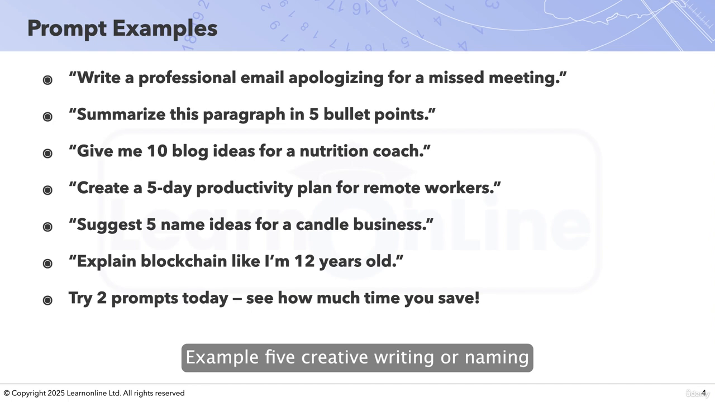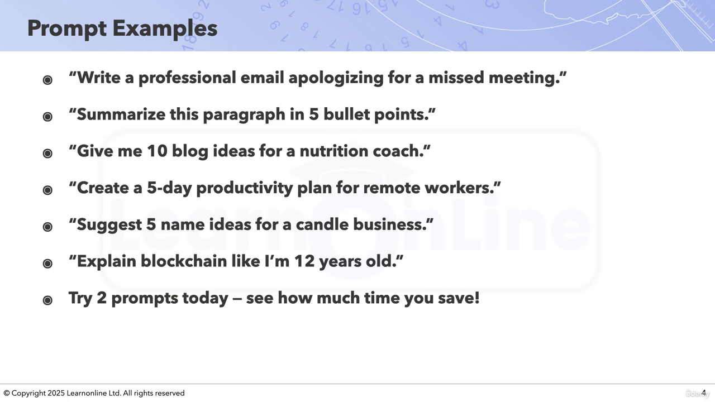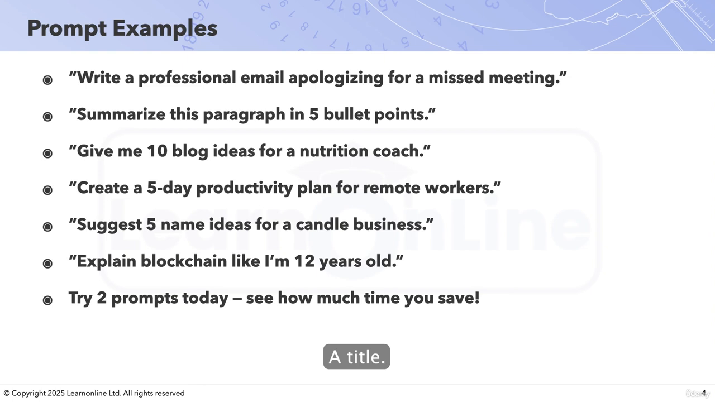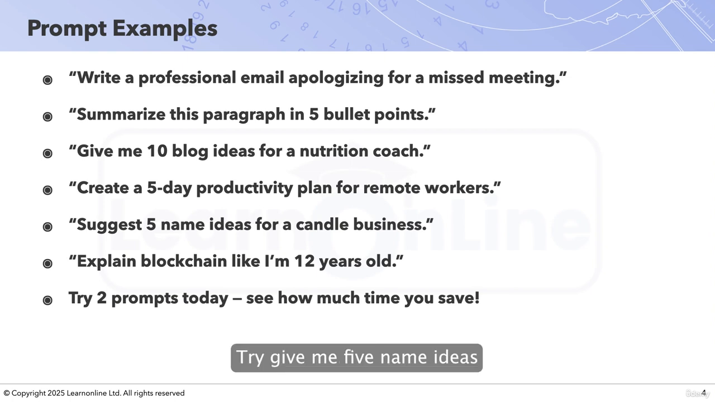Example 5. Creative writing or naming. Need a name for your business? A tagline? A title? Try, give me 5 name ideas for a minimalist jewelry brand targeting Gen Z. Write a product description for a luxury candle with a relaxing scent. Suggest a catchy title for an ebook about mindful eating. ChatGPT is a powerhouse for copywriting if you give it the right direction.